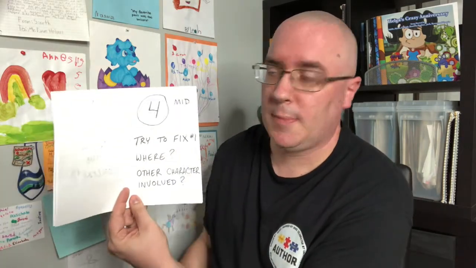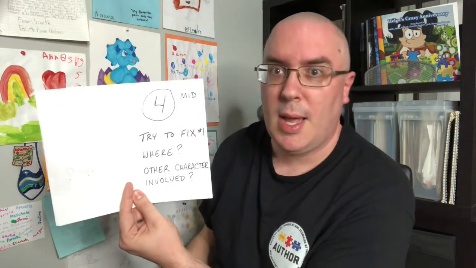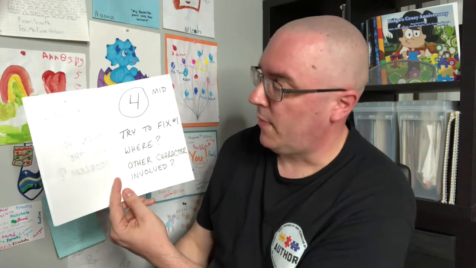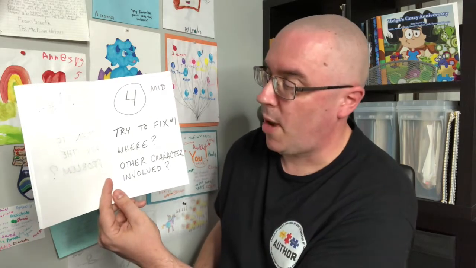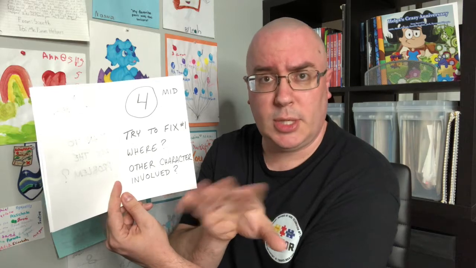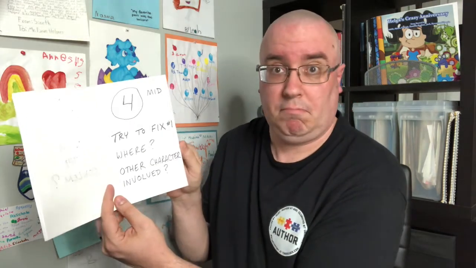And then we go to page 4. Now, on page 4, we get to the very start of our middle. Does that make sense? It's the very first page of the middle of our story where we are going to try to fix the problem. This is our attempt number 1 to fix the problem. So where are we? Are we in the same location, or have we traveled somewhere to try and fix the problem? And are there other characters involved? That's it.